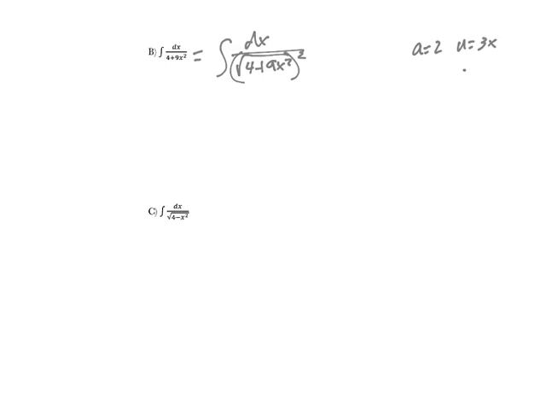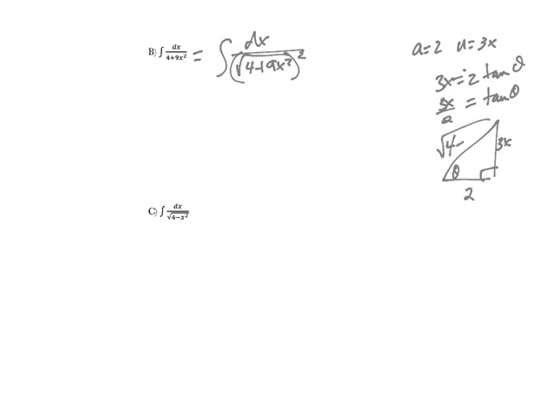So a squared plus u squared means we're using u equals a tangent theta. So 3x equals 2 tangent theta, or tangent theta is 3x over 2. If I draw my right triangle, there's my theta, and tangent is opposite over adjacent, which means the hypotenuse is the square root of 4 plus 9x squared.